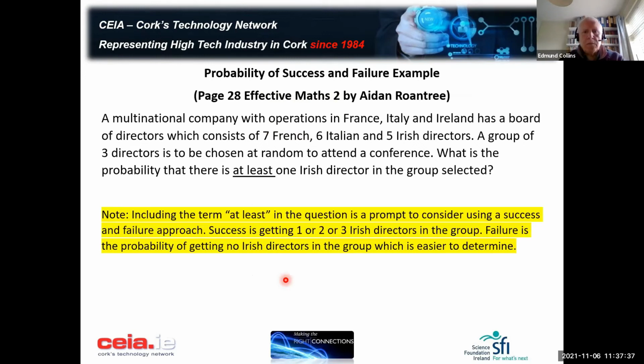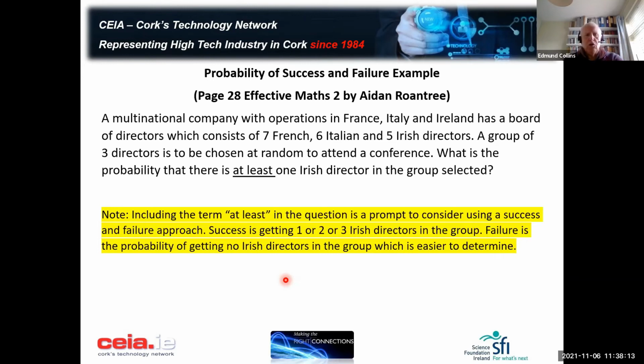So again, taken from Aidan Rountree's book, Effective Maths 2, a multinational company with operations in France, Italy, and Ireland has a board of directors which consists of 7 French, 6 Italian, and 5 Irish directors. A group of 3 directors is to be chosen at random to attend a conference. What is the probability that there is at least 1 Irish director in the group selected?